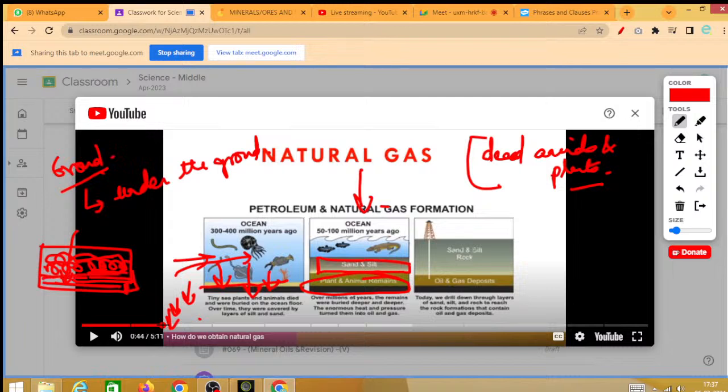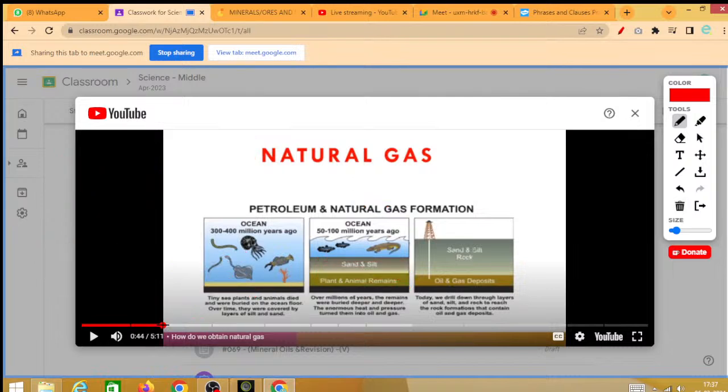So what happens when we talk about them being under the ground? When it keeps getting covered, there is a lot of pressure created. Okay? Over millions of years, they keep going deeper and deeper and deeper into the earth. And then a lot of pressure of the earth is created, a lot of heat is generated. Because of the heat and pressure, it gets converted into oil and gas. Okay?